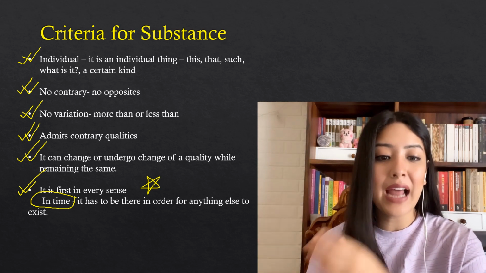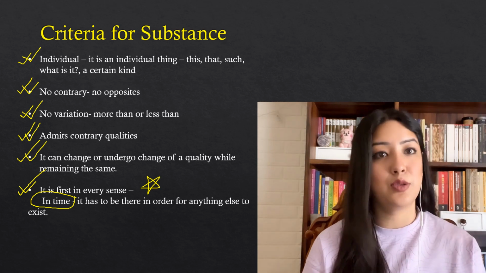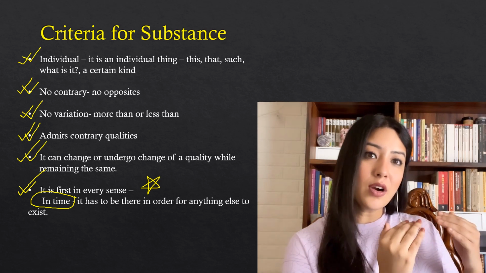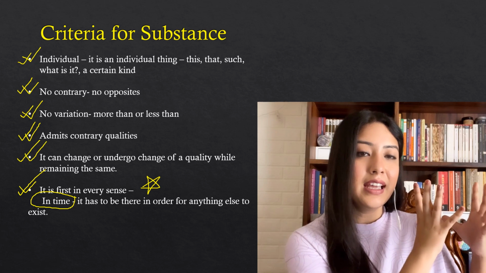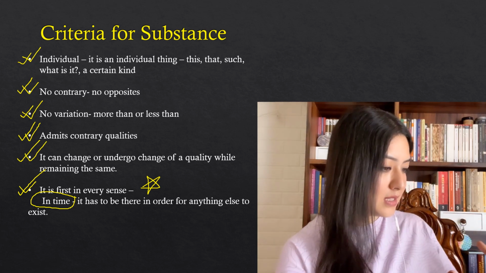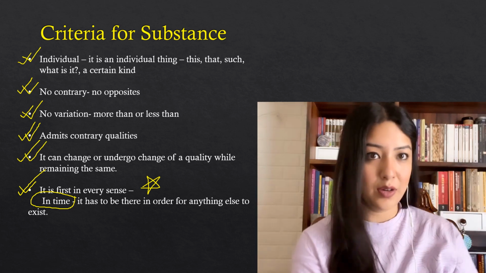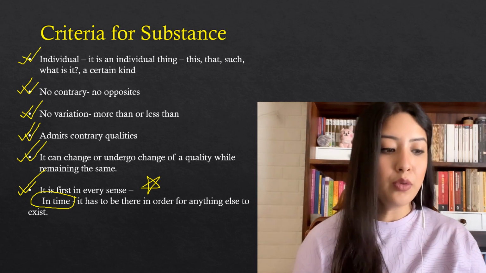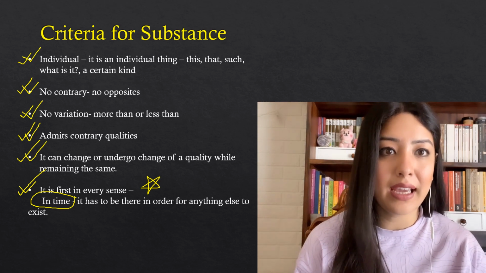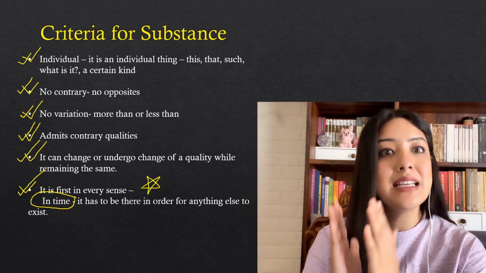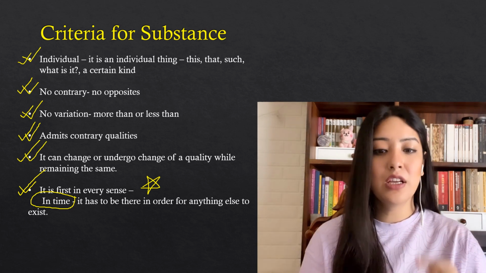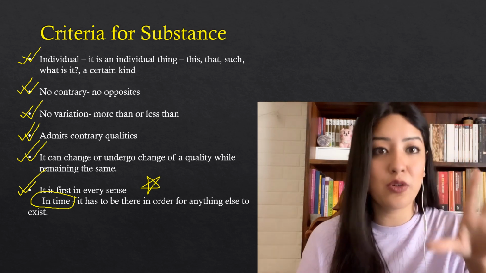So in time also, a substance has to be there in order for anything else to exist. Maybe your counterpart, the person you love, is why you know love. You see a red box and you know it's the red color in the box. You see a toe and the toe is associated with what? Your feet. So a substance needs to be there in order for other things to exist. I hope this is clear. So it is the first in every sense, primacy of substance.